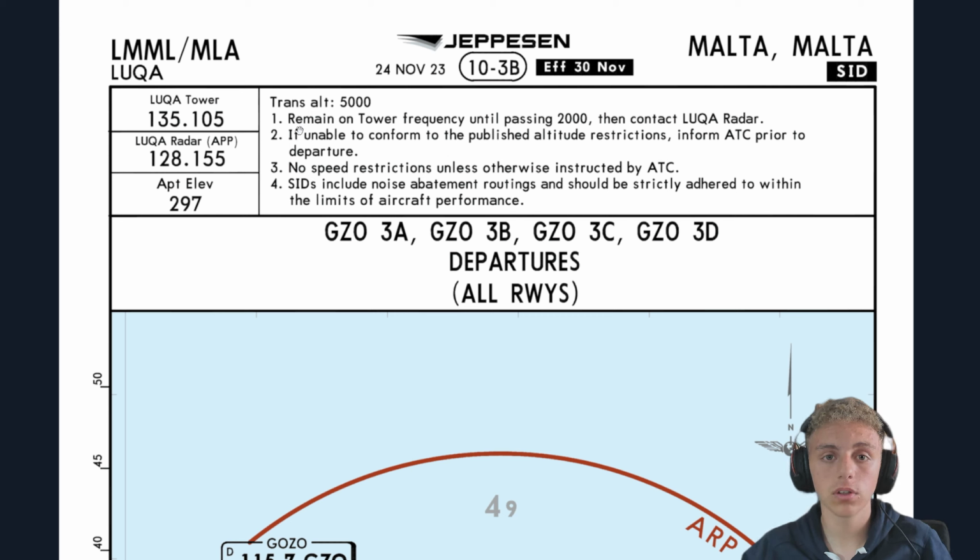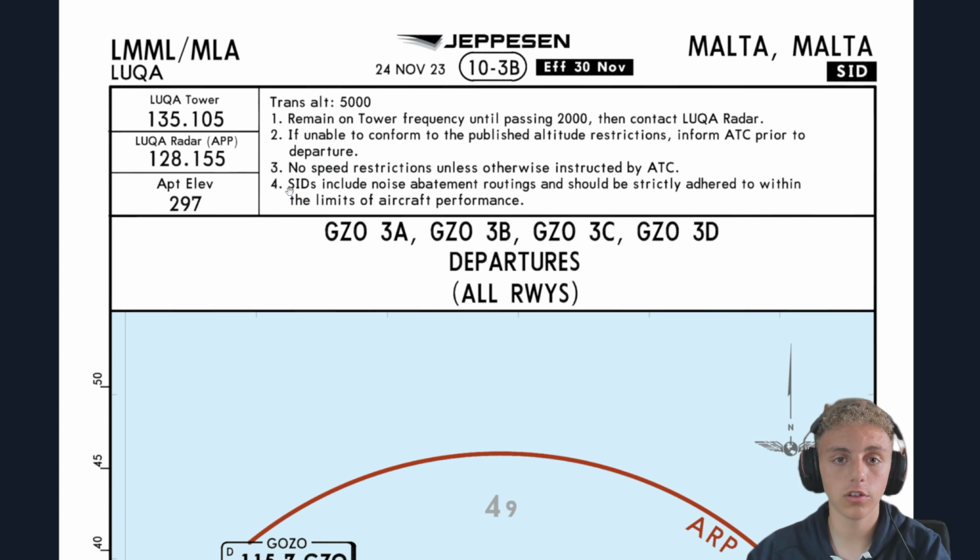Now, some other instructions. The pilot will remain on tower frequency until passing 2,000 feet, then they will contact Lua Radar. This is expected of the pilot, so the actual tower doesn't usually need to inform them. Secondly, if the pilot is unable to conform to the published altitude restrictions, which we will see below, they must inform ATC prior to departure. Thirdly, there are no speed restrictions unless otherwise instructed by ATC, so the pilots can fly at whatever speed they want unless instructed otherwise.